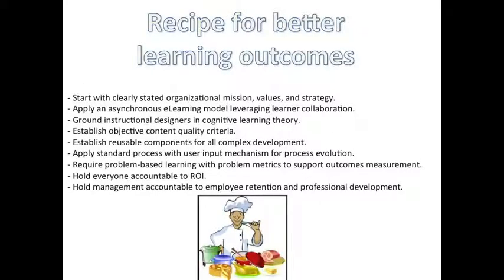Thomas's recipe for better learning outcomes includes starting with a clearly stated organizational mission, values, and strategy, applying an asynchronous e-learning model, leveraging learner collaboration, grounding instructional designers in cognitive learning theory, establishing objective content quality criteria, establishing reusable components for all complex development, applying standard process with user input mechanism for process evolution.